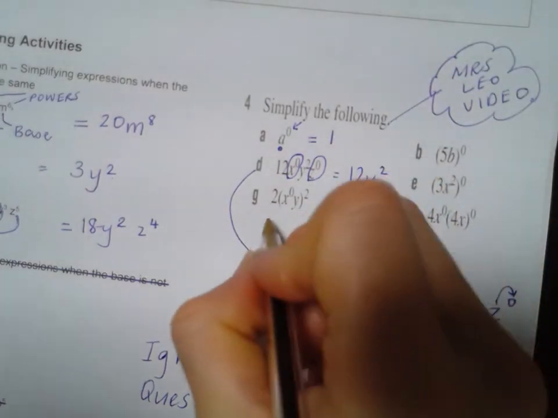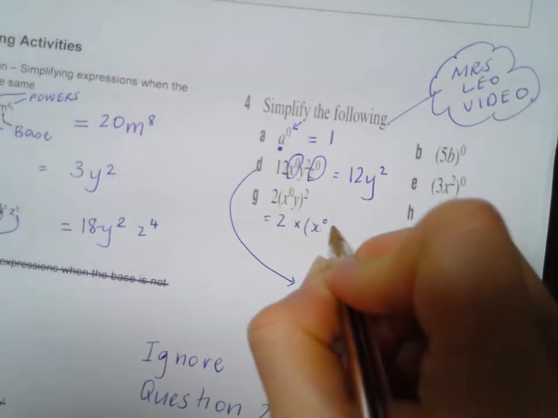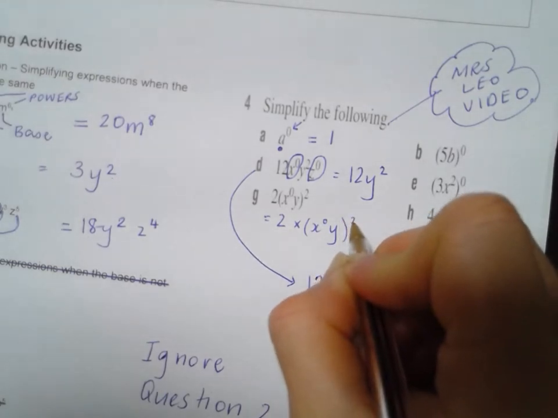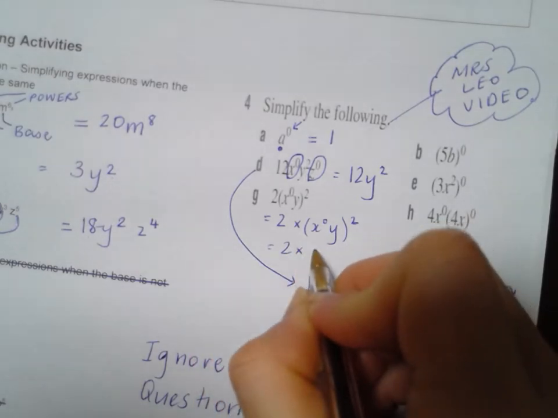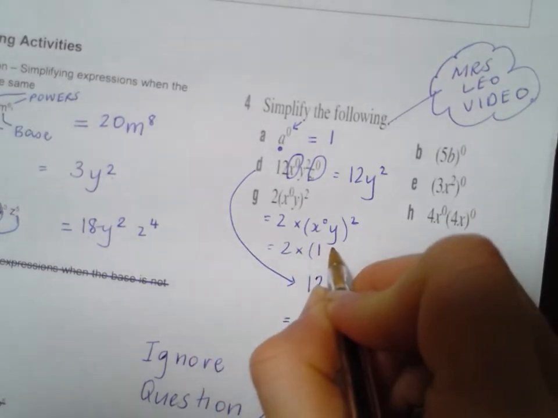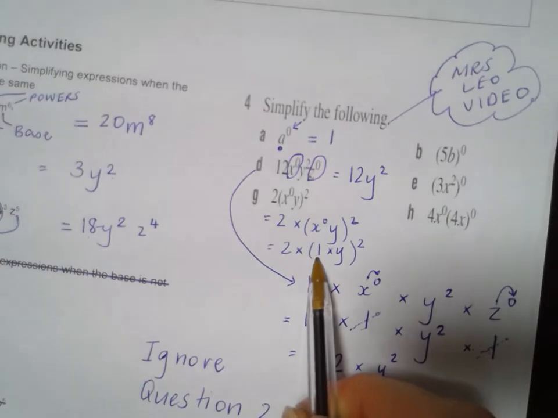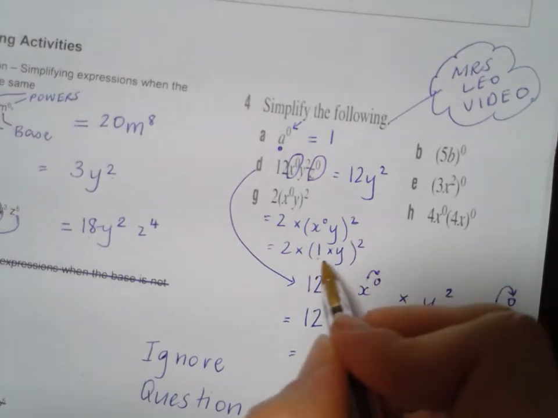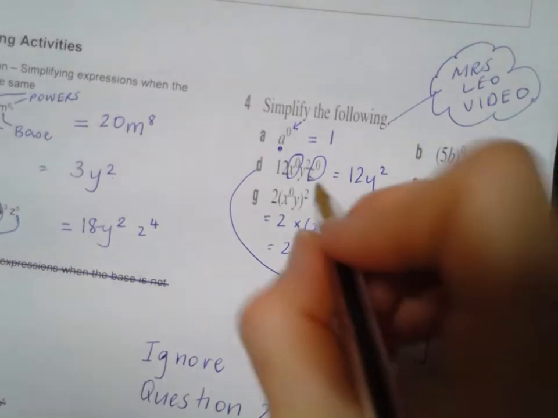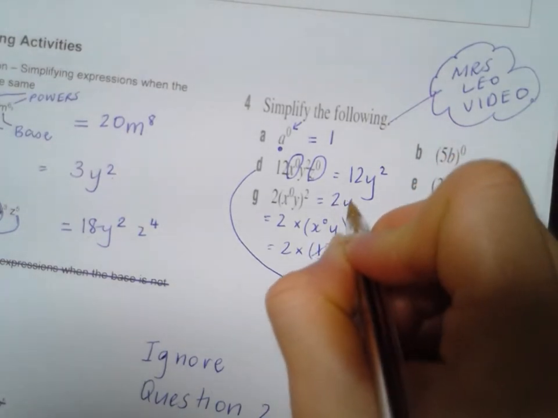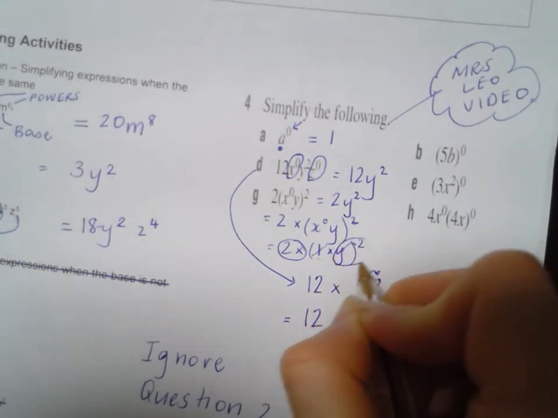Okay, this one is really 2 multiplied by x to the power of 0 and y squared. Okay, so it's 2 multiplied by 1 multiplied by y squared. So you can ignore this one again. Okay, and what you are left with, if you ignore that one there, is 2 multiplied by y squared. 2 multiplied by y squared.